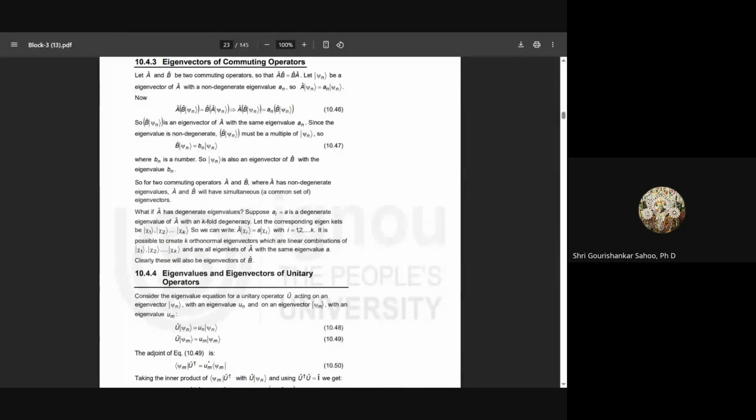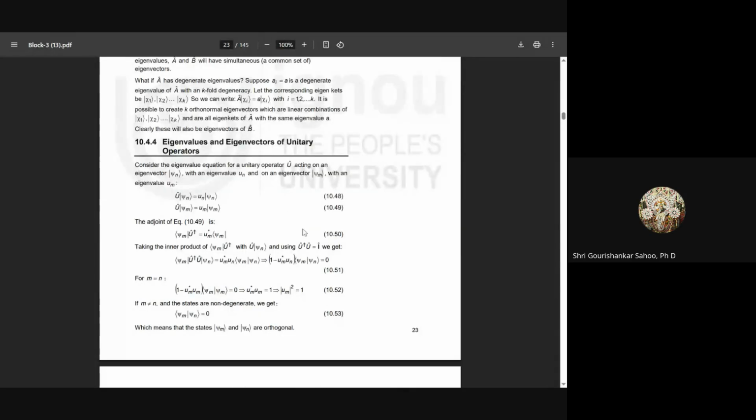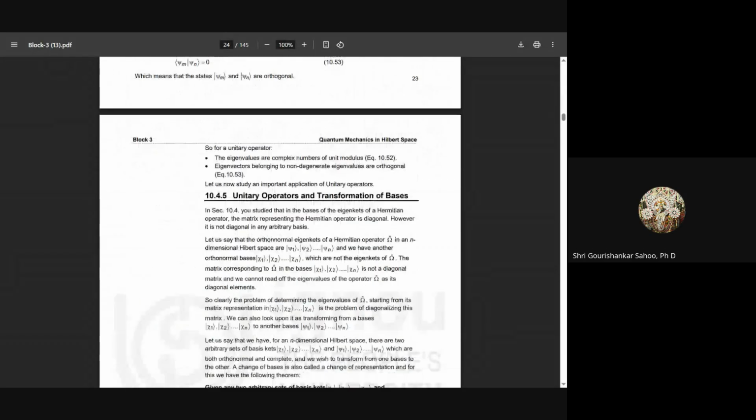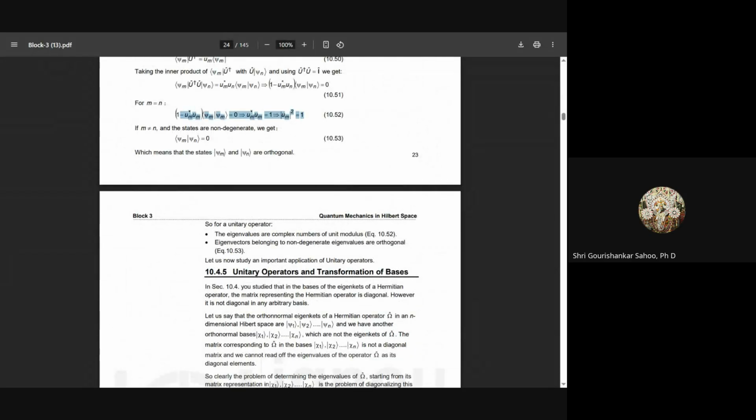Then eigenvector of commuting operators, you can have it like this: A cap B cap psi n is equal to B cap A cap psi n. Not necessarily will it always be true, but if this relation is satisfied, then we can say that A cap and B cap are commuting operators. Then the unitary operator, which you are asking me, you see this value will be 1.